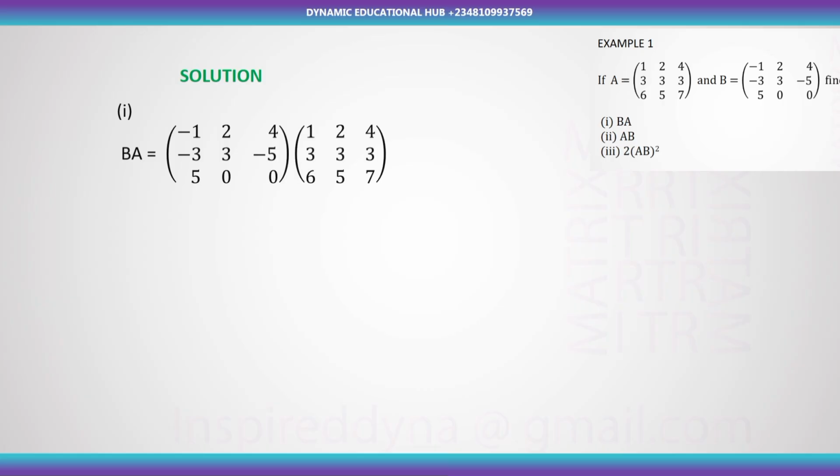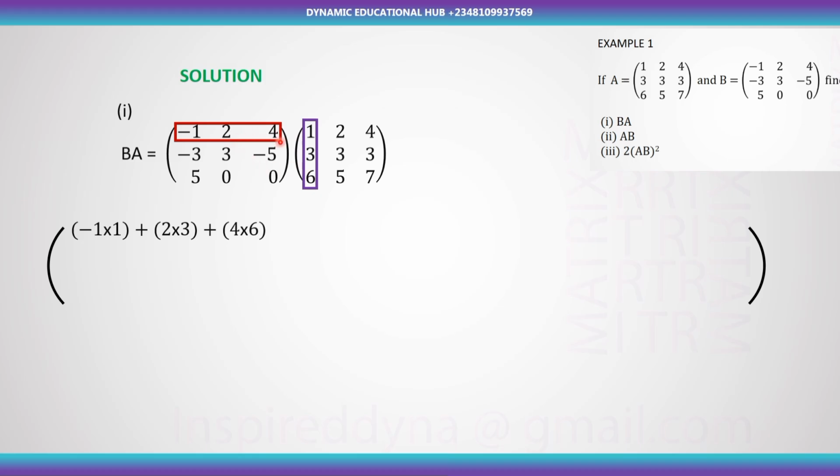We want to find the value of BA. This is the B, this is the A. Don't forget, multiplication operation is not commutative. BA is different from AB, so that is why you have to be careful. B multiplied by A, this is B and this is A. Now you pick the row of the first matrix versus the column. The first thing we have here is minus 1 multiplied by 1, plus 2 multiplied by 3. Lastly, we have plus 4 multiplied by 6.